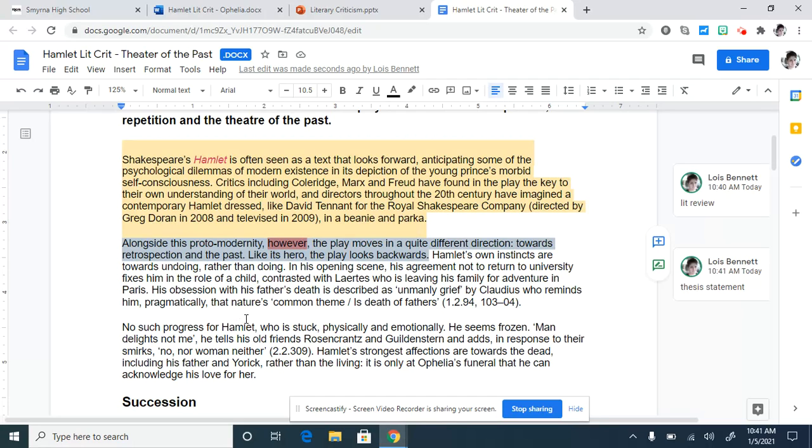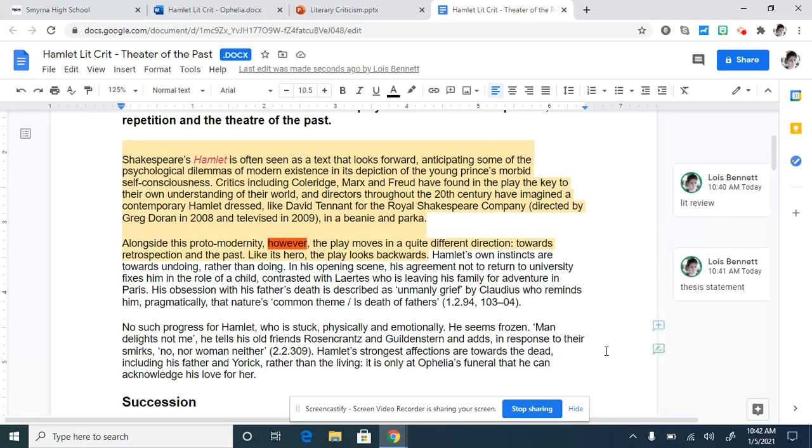He seems frozen. Man delights not me, he tells his old friends Rosencrantz and Guildenstern, and adds in response to their smirks, no, nor woman neither. Hamlet's strongest affections are toward the dead, including his father and Yorick, rather than the living. It is only at Ophelia's funeral that he can acknowledge his love for her.